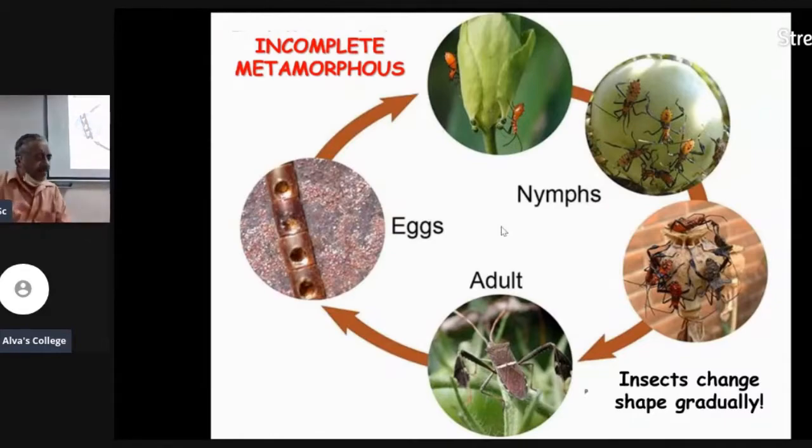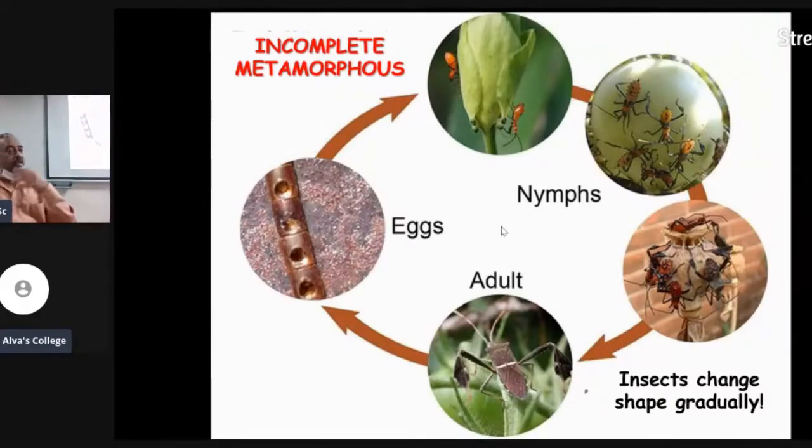Now there are various kinds of metamorphosis, but let us not bother about all the kinds, and let us group them into two categories. They are called complete metamorphosis and incomplete metamorphosis. In incomplete metamorphosis, the life stages of an insect resemble each other in form and in color, but they may vary in their size. This is what is called incomplete metamorphosis.